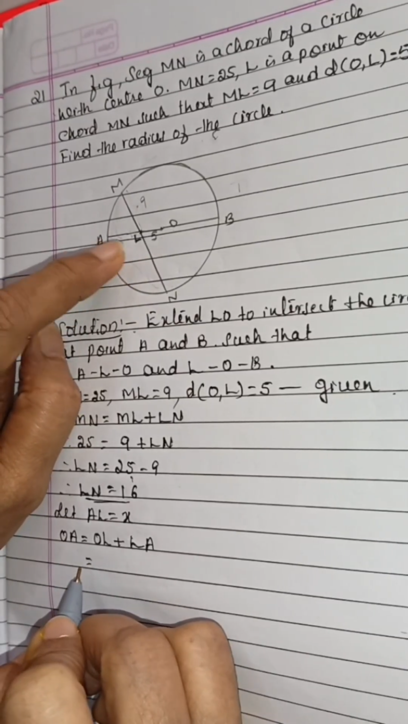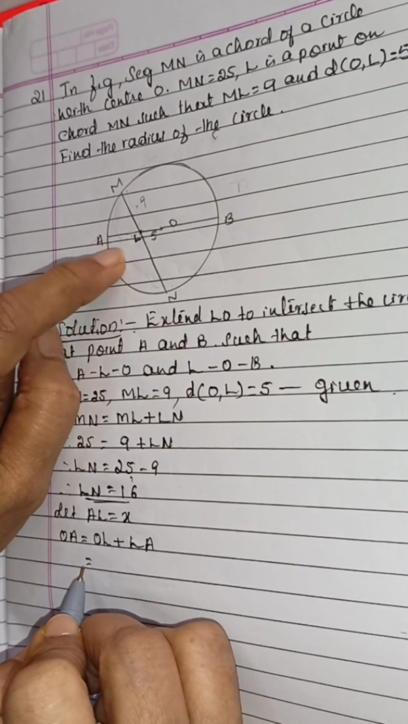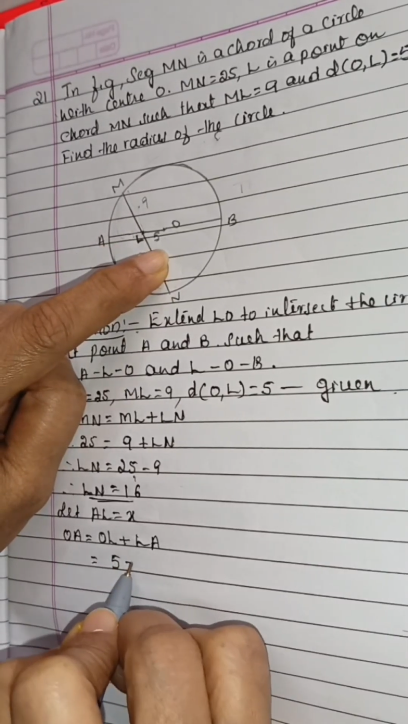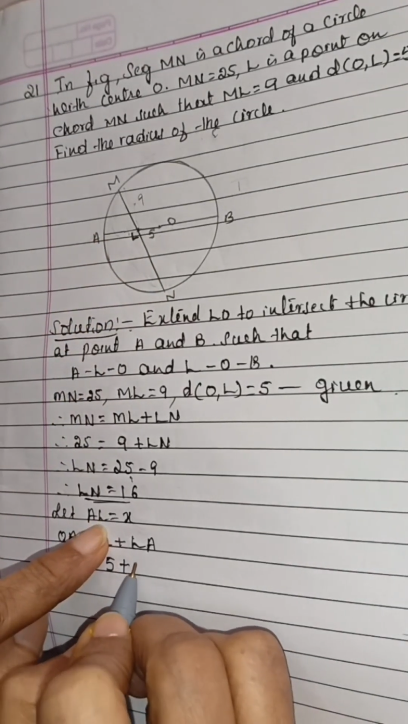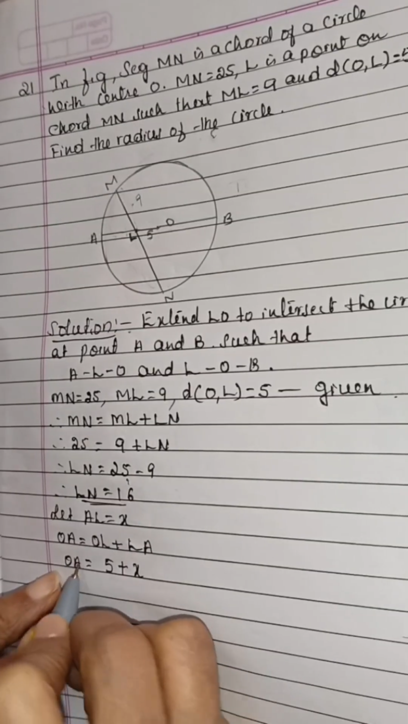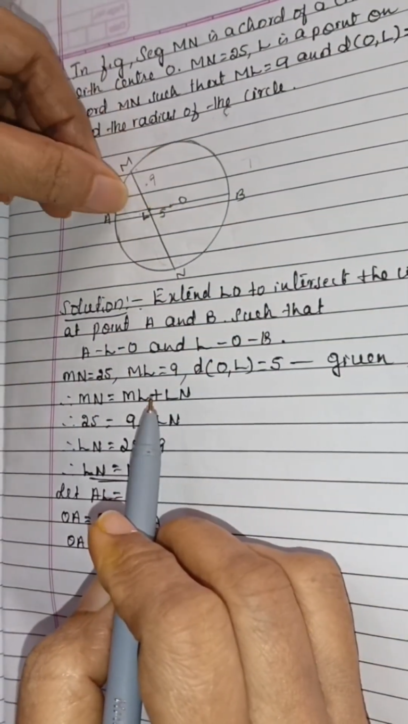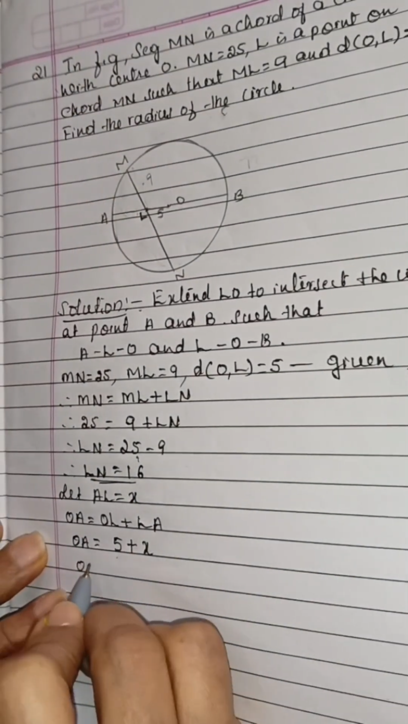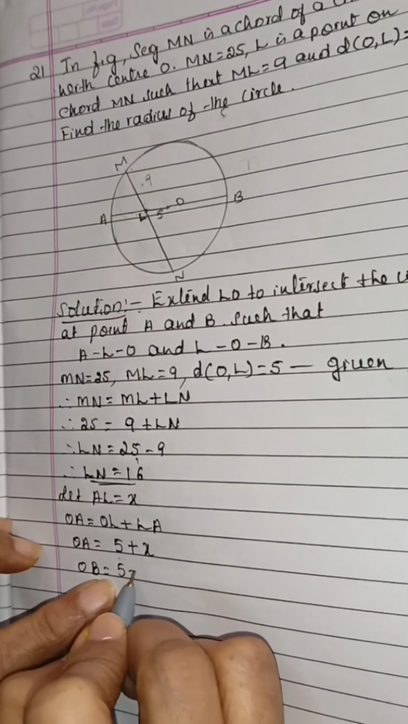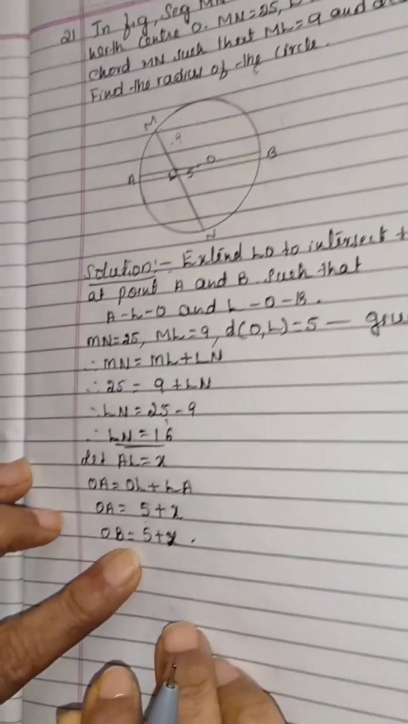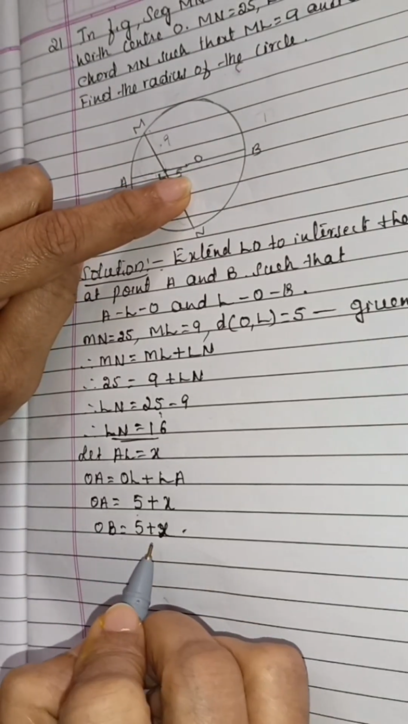OA we don't know. OL is 5, plus LA. AL is x. No, x. This is OA. See, OA, O means what? O is the center of the circle. OA is 5 plus x. Similarly, OB also is a radius of the circle. So OB is also 5 plus x.